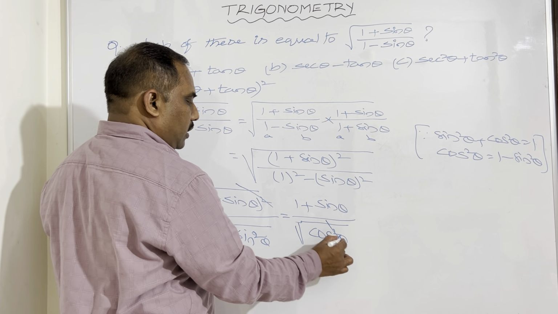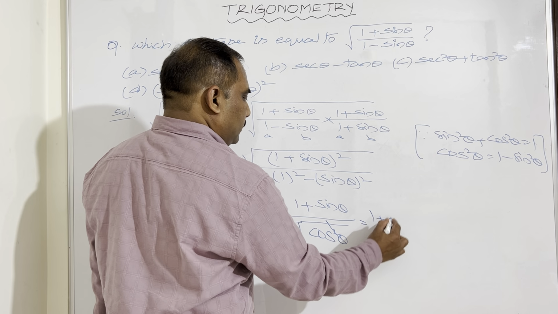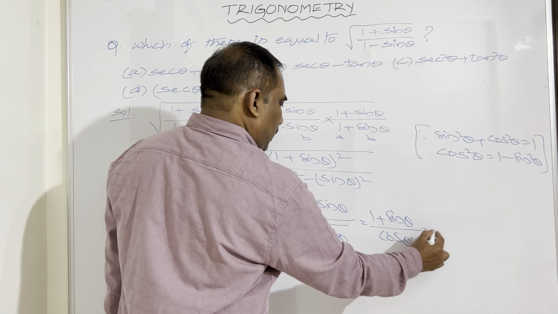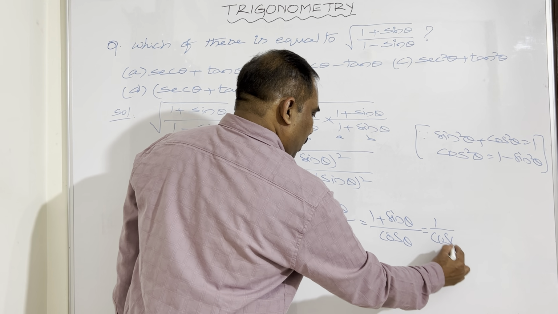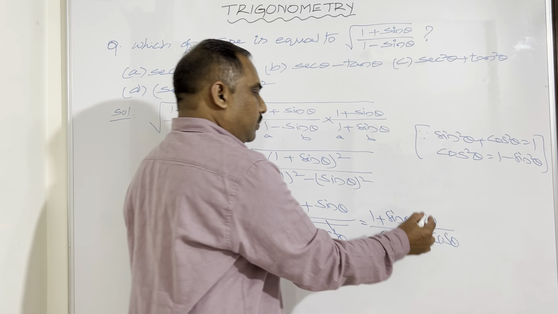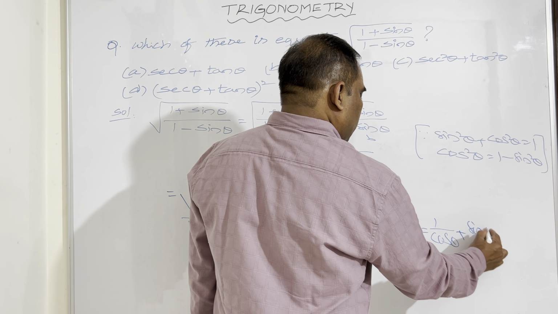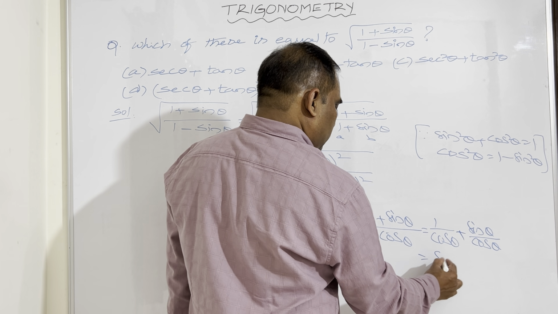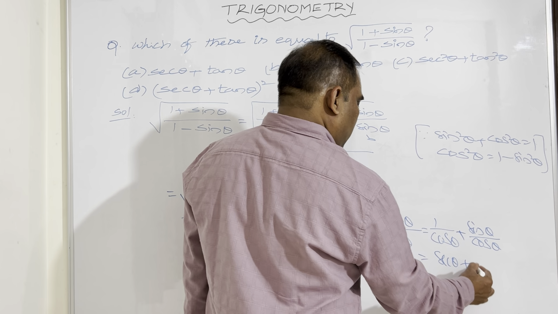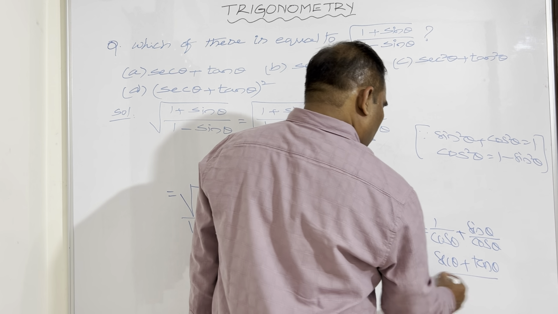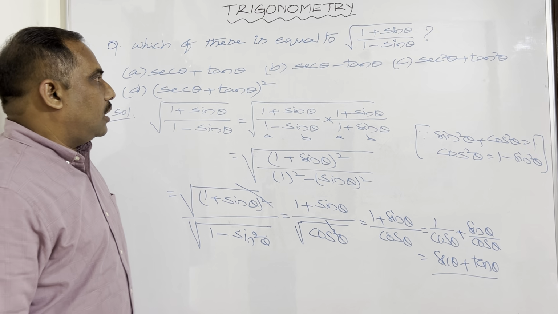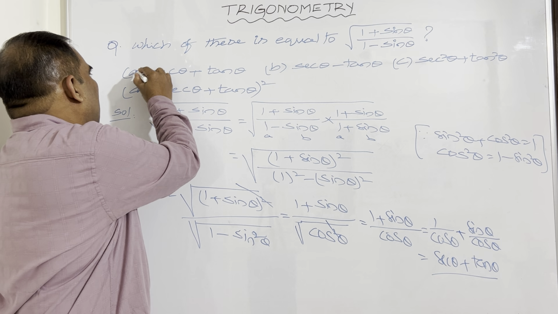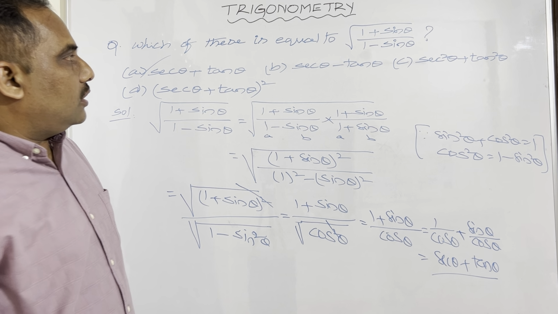So that's why here the square root gets cancelled. We get 1 plus sine theta by cos theta, which can be further written as 1 by cos theta plus sine theta by cos theta. Finally we get 1 by cos theta, which is secant theta, plus sine theta by cos theta, which is tan theta. So the final answer is secant theta plus tan theta. If you observe, out of the 4 options, the first option is secant theta plus tan theta, so that is the correct option.